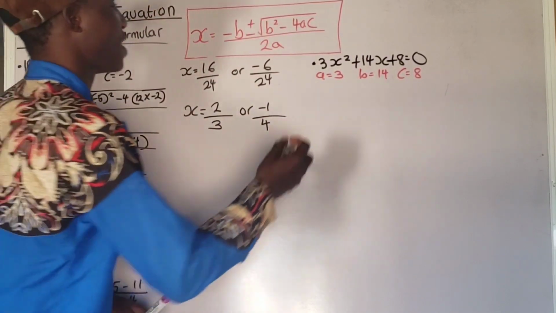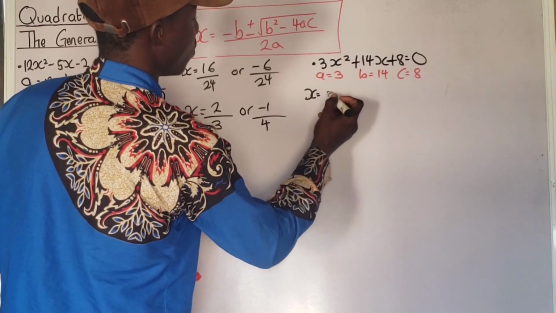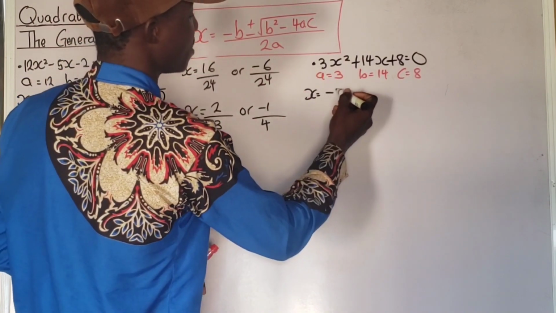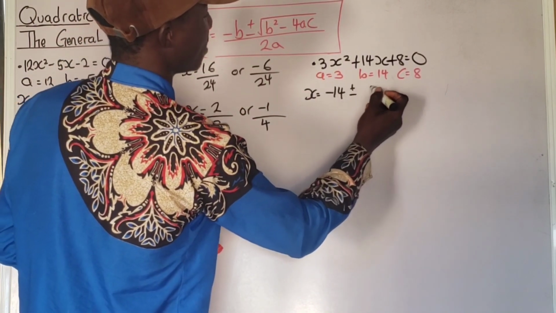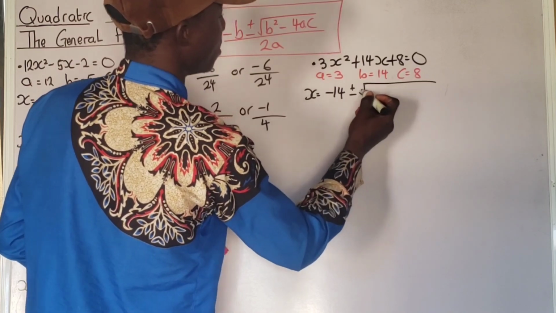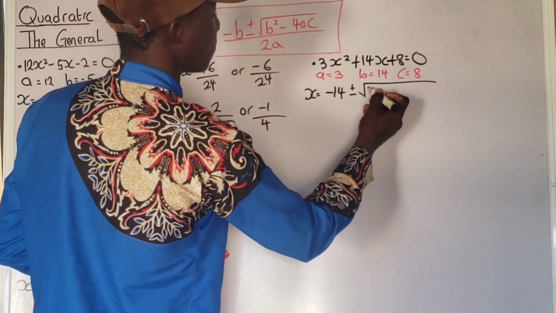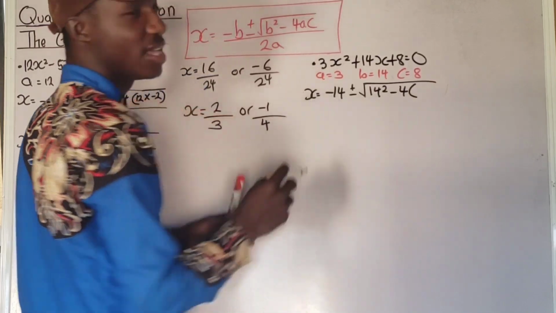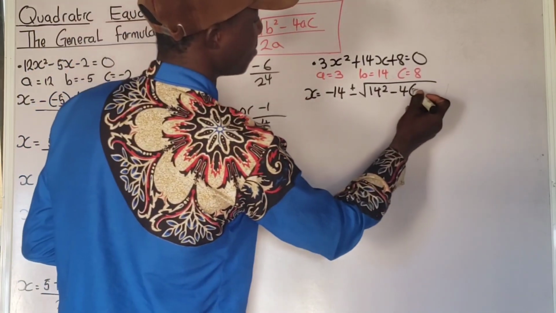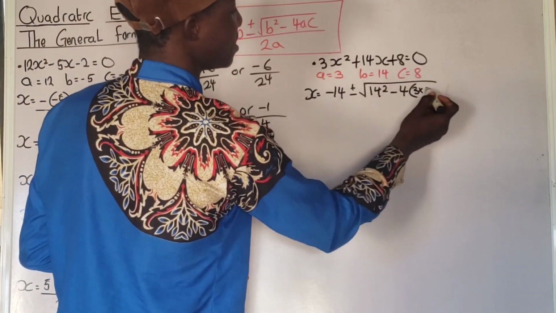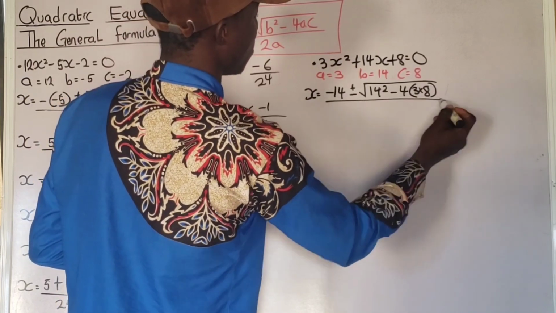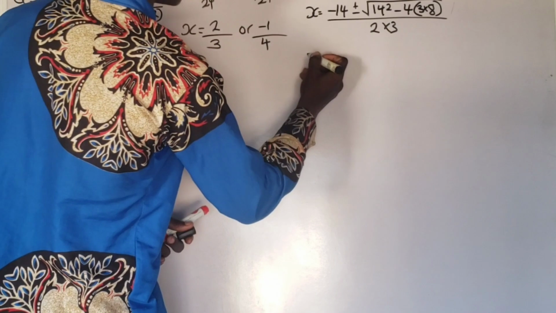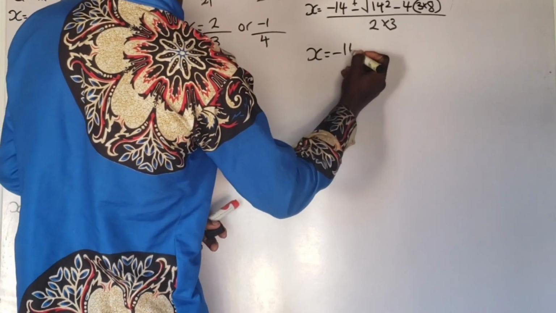So I'm going to have x equals minus b. Minus b is minus 14, plus or minus square root of b squared. B is 14, so I'm going to have 14 squared minus 4 multiplied by a. A is 3, so 3 multiplied by c. C is 8, all over 2 multiplied by a. A is 3, so x is equal to negative 14 plus or minus.